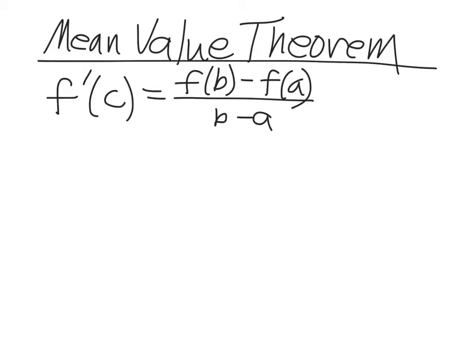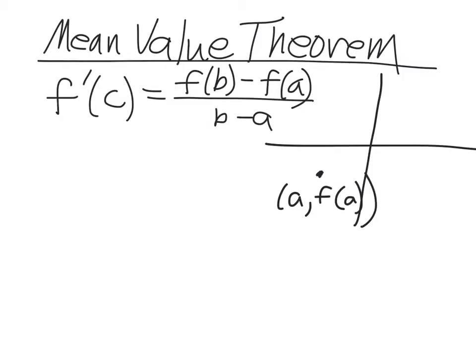The mean value theorem says there's some point a, f of a, and some other point b, f of b. And we have this function f of x, whatever it might look like. The mean value theorem says, again, the function must be continuous and differentiable between a and b.